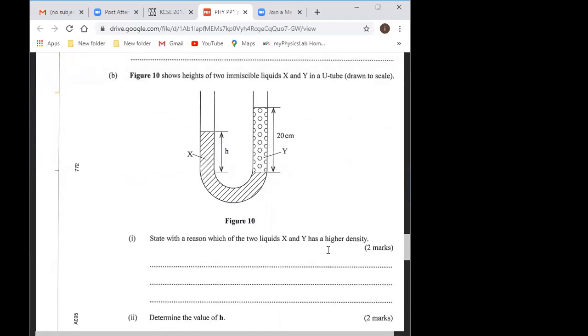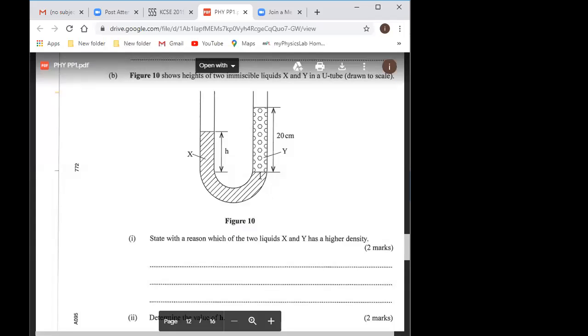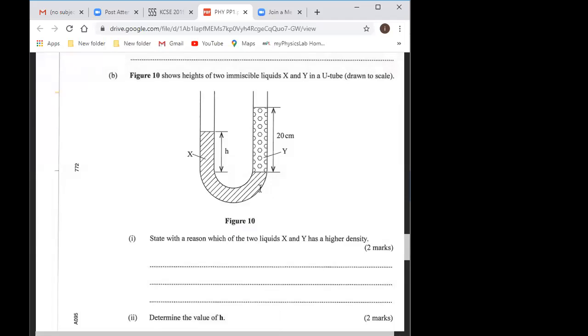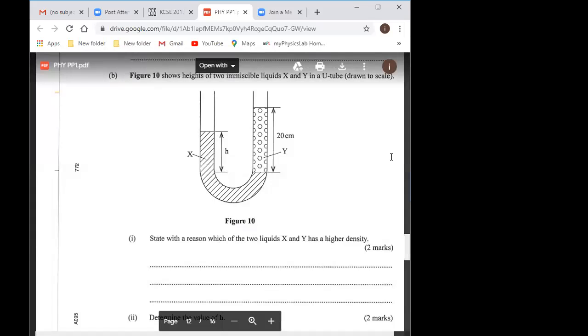Y is wrong. It is X. For one, it is occupying the lower side, meaning it is heavier. Then again, its height is shorter from the mean position. So this height being shorter means X has a higher density.